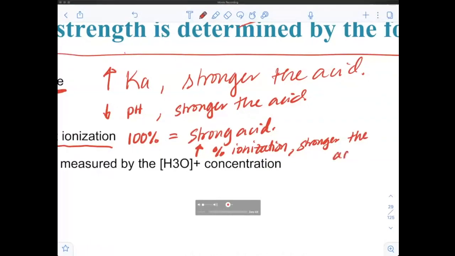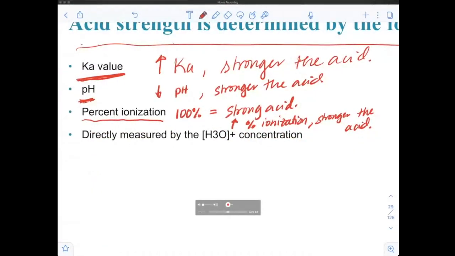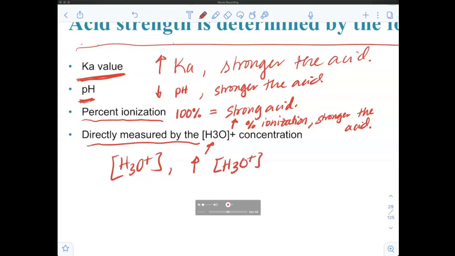the acid. Okay. And at some point, I kind of mentioned this, that H3O plus is the molecule that we use to communicate acidity. So you can also figure out how acidic something is by directly measuring the amount of H3O plus, because the higher the concentration of H3O plus, the hydronium ion, the stronger the acid.